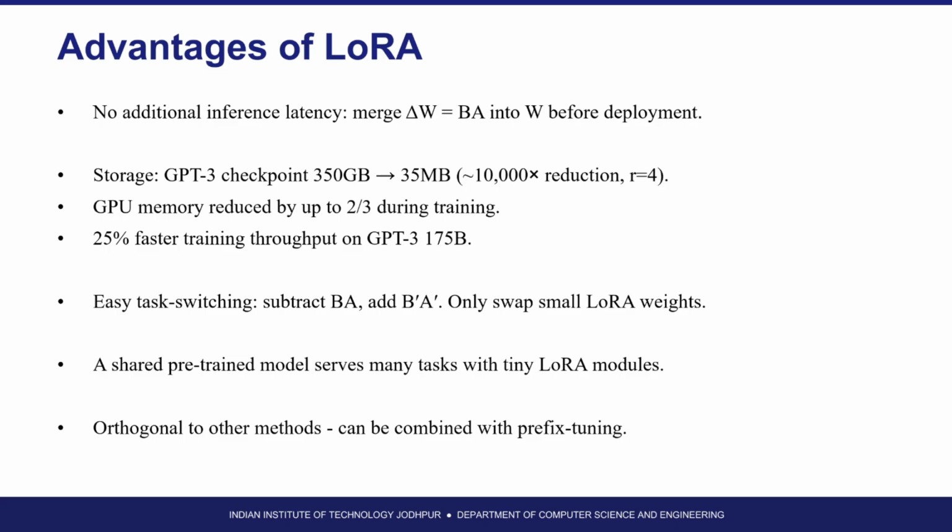To switch tasks, you just subtract one BA and add another B dash A dash. You are only swapping tiny LoRA modules while keeping the shared pre-trained model. And LoRA is orthogonal to other methods, meaning you can combine it with techniques like prefix tuning for potentially even better results.